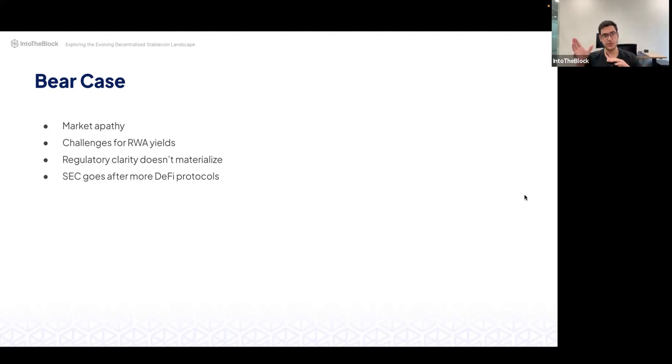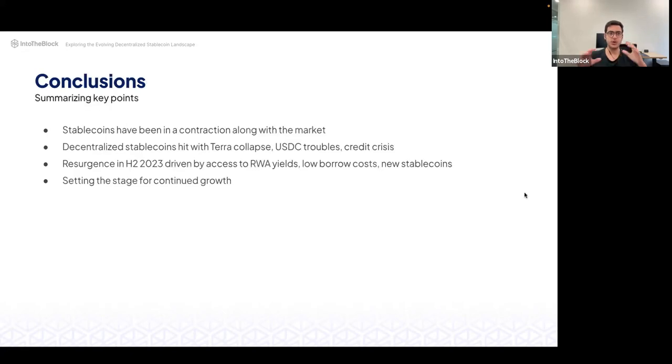Then there's also the risk that the regulatory clarity doesn't materialize and that we're a sort of stagnant space. And it's also worth noting that the SEC recently went after the protocol Barnbridge, which is a small DeFi protocol. But there's a possibility that after them, they go for larger and larger DeFi protocols, which creates friction for the DeFi space in general.